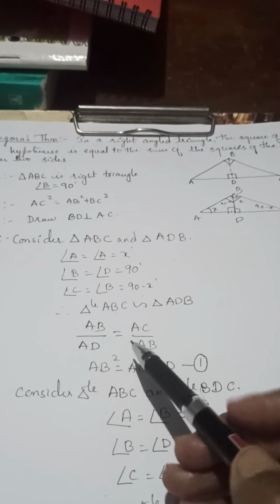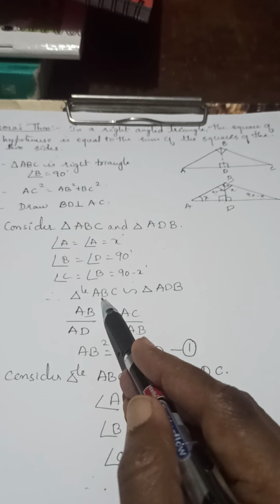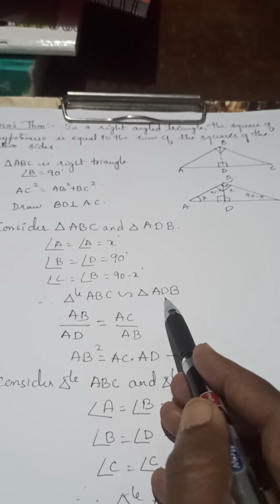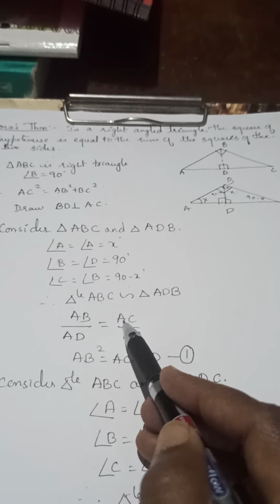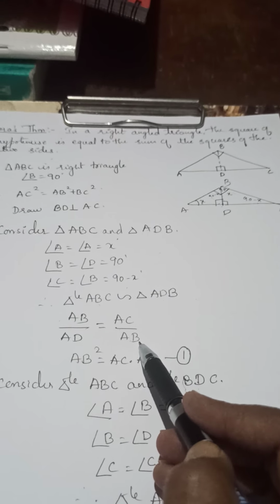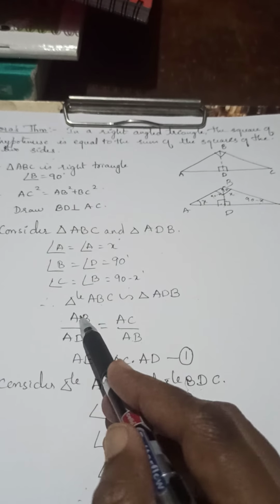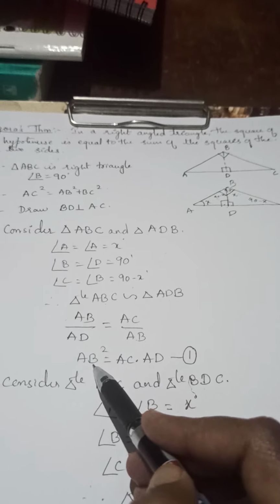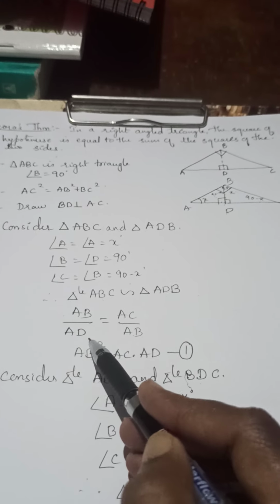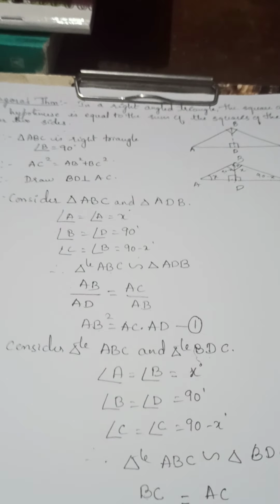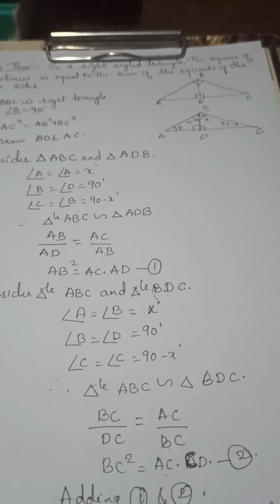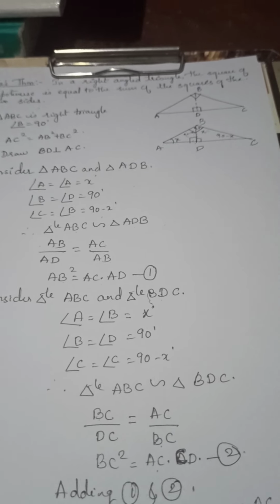Okay. So now while writing the ratio, first 1 and 2: AB upon AD. 1 and 3: AC upon AB. Why did I take 1 and 3? Because when we cross multiply, I want AB square. So AB square is equal to AC into AD. That is equation 1.